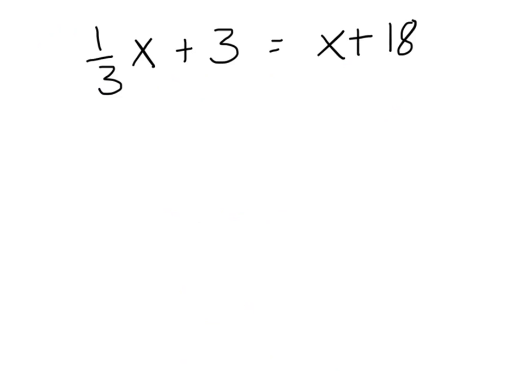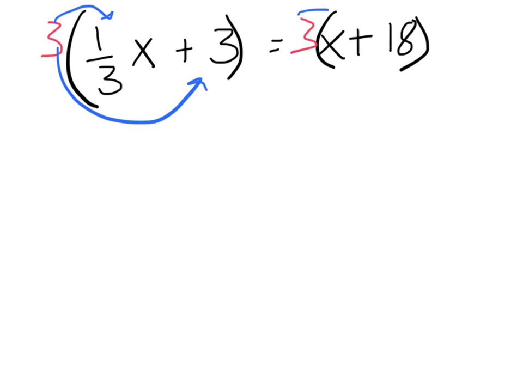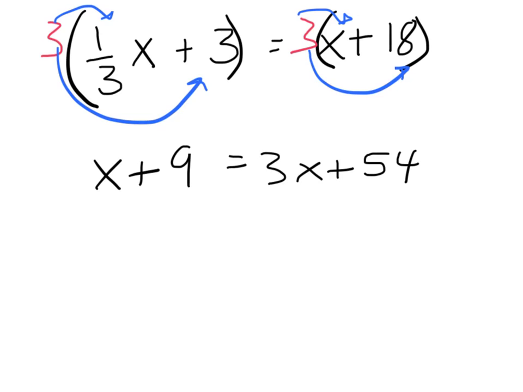Alright, let's get started. I'm going to take my 1/3 x. You know what? I don't like that 1/3. I'm going to get rid of my fractions just to make life easier for me. So before I do anything else, I'm going to multiply both sides by 3. I do that because when I multiply both sides by 3, my fraction goes away. 3 times 1/3 is 1. So I get x plus 9 equals 3x plus 54.